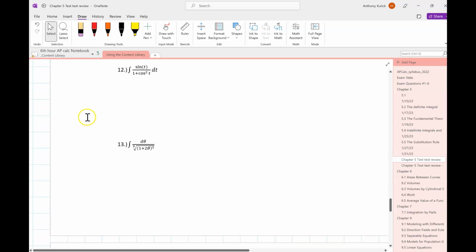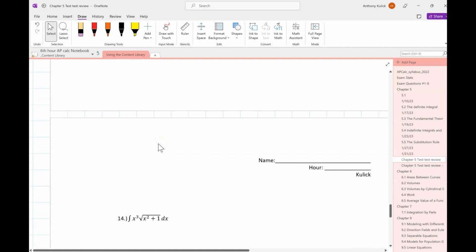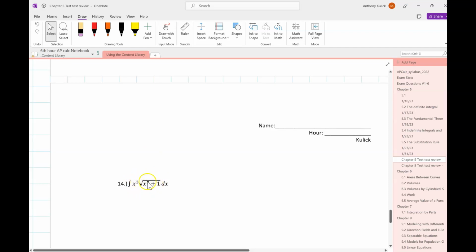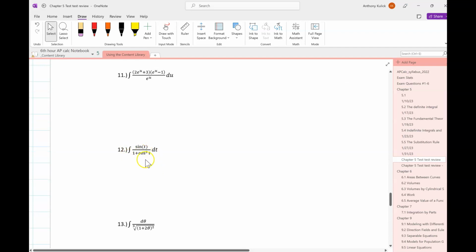So when I see a function inside of a function, like 13 is a classic u substitution problem, where I have the 1 plus 2 theta inside the 2/3 power. Or like this one where I have x squared plus 1 underneath a square root. Or even like 12 where I have that 1 plus cosine squared, where I'm probably going to just use cosine on that one, and aim for the tan inverse antiderivative.